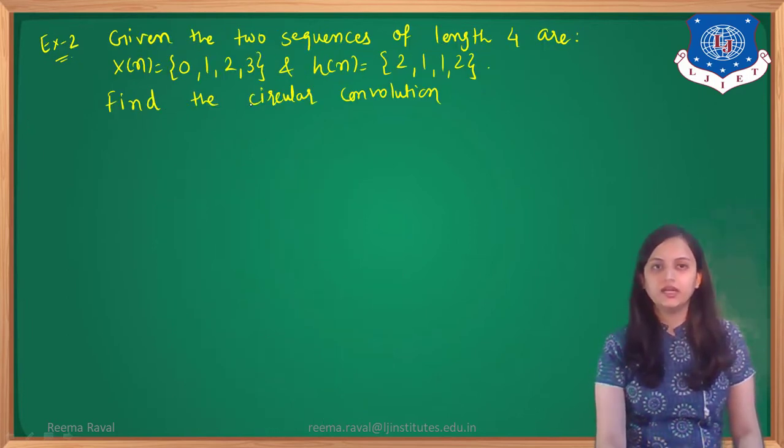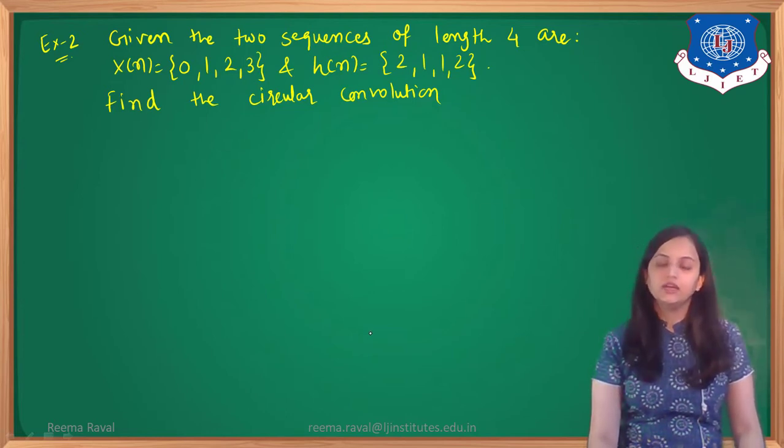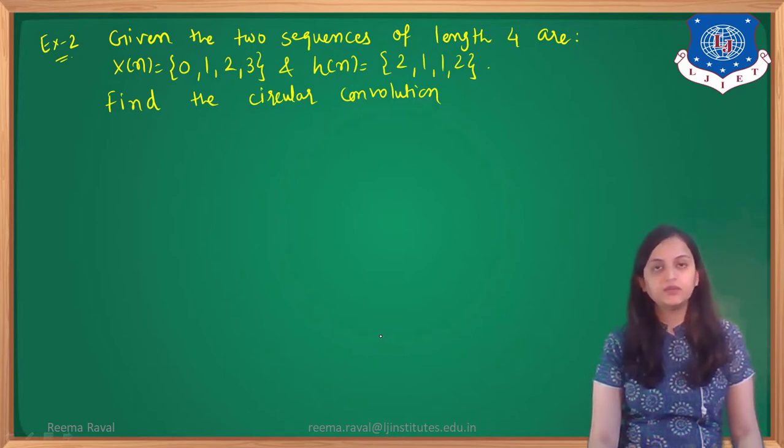Here the data is given as two sequences of length 4: x of n equals 0, 1, 2, 3 and h of n equals 2, 1, 1, 2. And we need to find the circular convolution using the matrix method. Now in the exam, if the method is not mentioned, whether to do the circular convolution using matrix method, graphical method or DFT-IDFT method, it is advisable to get the answer using matrix method because it is easier as compared to others. So now let's see how we can find this.